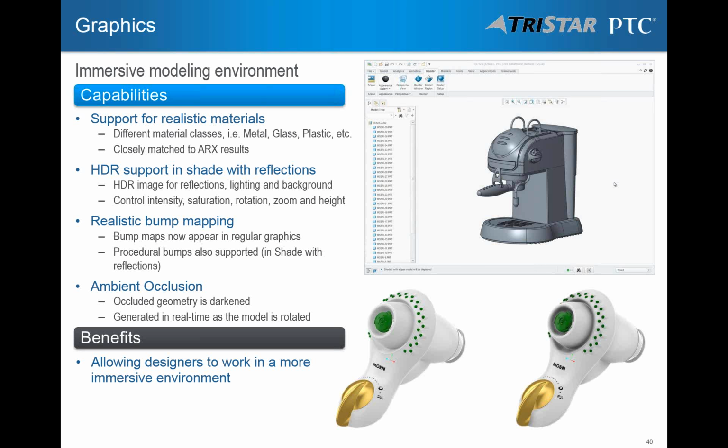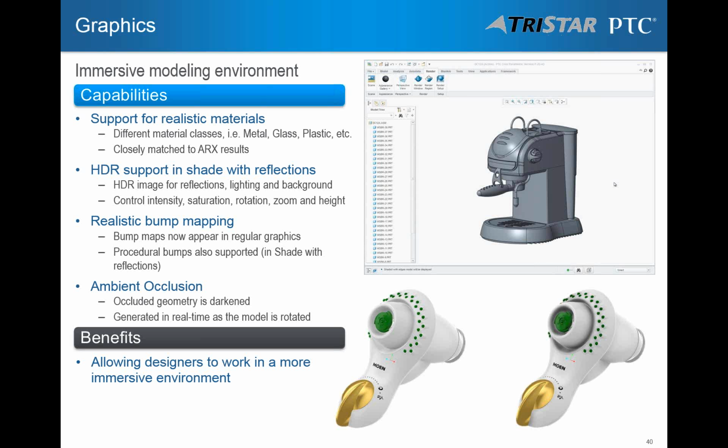With the rendering abilities, they've come a long ways now with the rendering tools within Creo Parametric. We have support for realistic materials, metal, glass, plastics, etc. Closely matched to the advanced rendering extension results. We have the high dynamic range support in shade with reflections, the ability to control the reflections for the lighting in the background and control the intensity, saturation, rotation, zoom, and height.